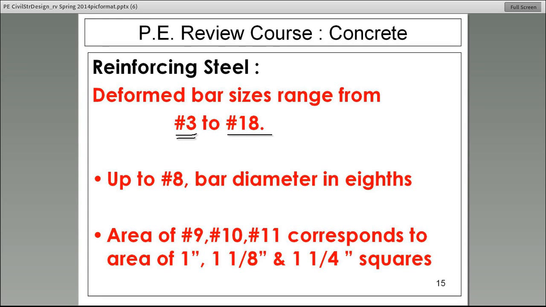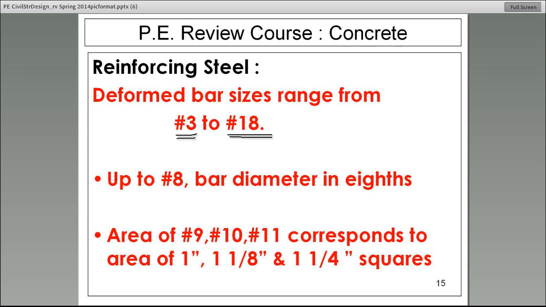Now, there may be special occasions where some of you who are structural engineers may have used some size outside of this. But the standard size reinforcing bars are number 3 all the way to number 18. All right, so we designate them by numbers. Now, in the kind of calculations we're doing today, we need to know the diameter, we need to know the area of each bar.